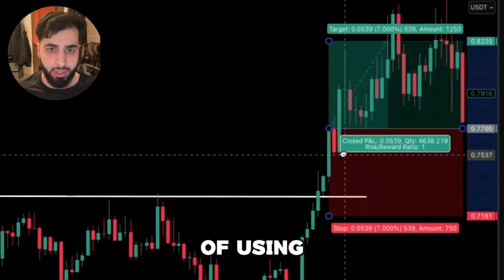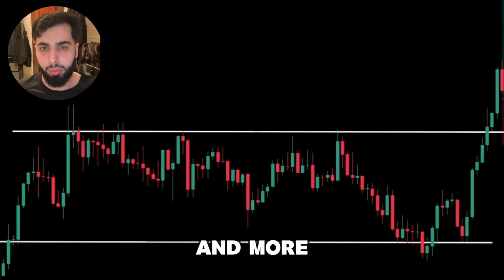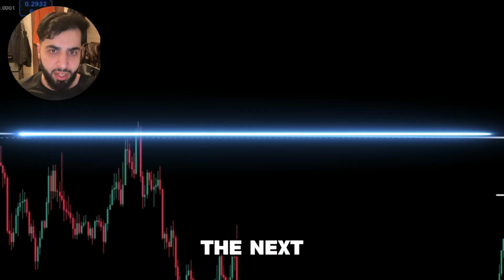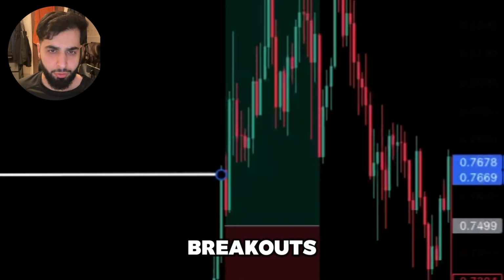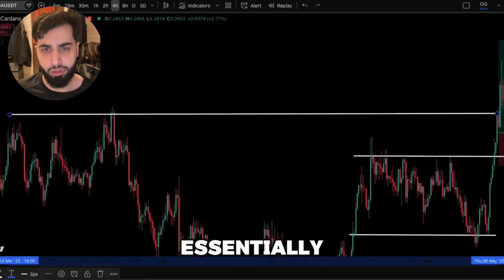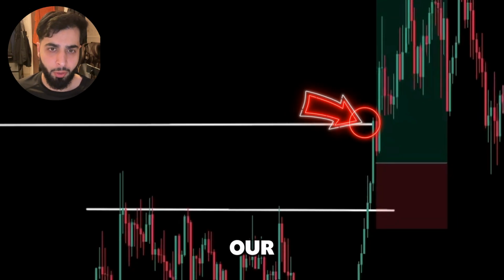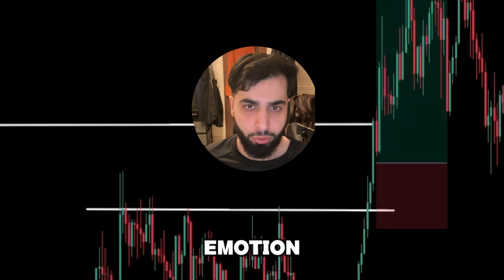Now, instead of using indicators to take our profits, what we do is something much simpler and more logical. We look at the next resistance level because price is likely to target that area. Breakouts don't move randomly, they usually move from one zone to the next. So essentially, the next resistance zone becomes our target. This keeps expectations realistic and also removes emotion from the trade.